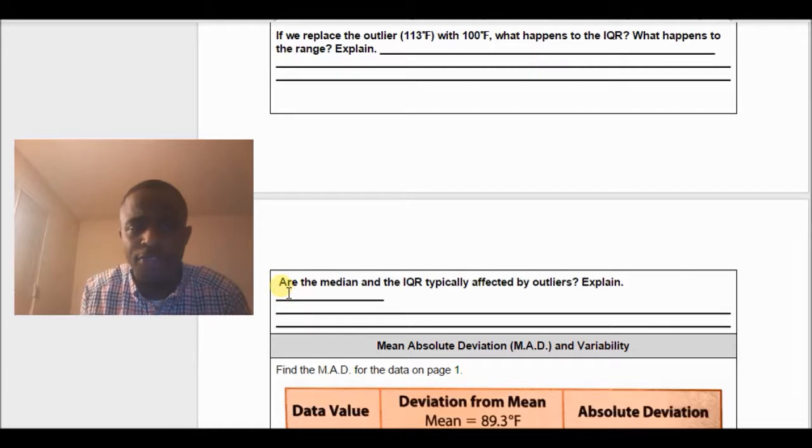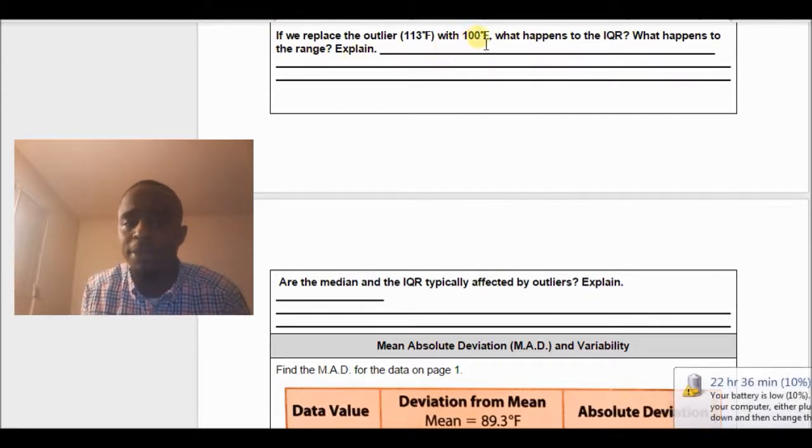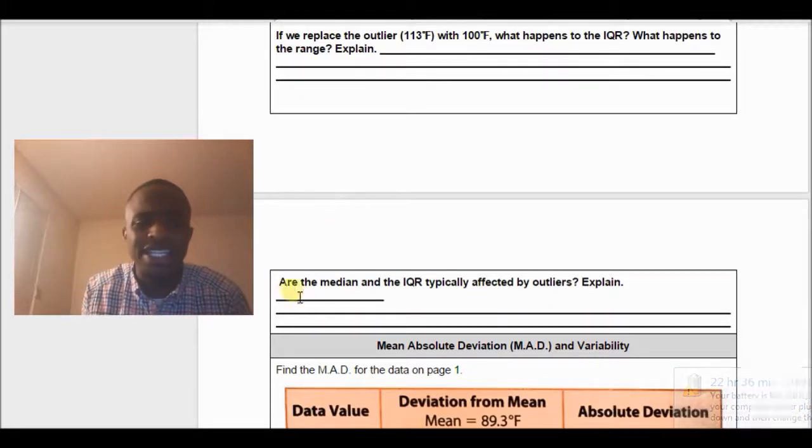And the last question for your homework is, are the median and the IQR typically affected by the outliers? And I want you to base that on what you got in your previous answer. So after you calculate what your new IQR is and your new range, after you replace the 113 with the 100 degrees Fahrenheit, I want to know, how does that affect both your median and your interquartile range? And I want you to explain.